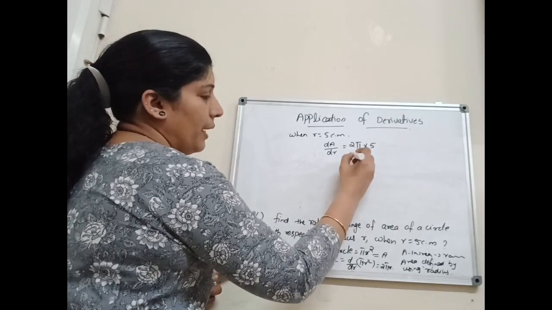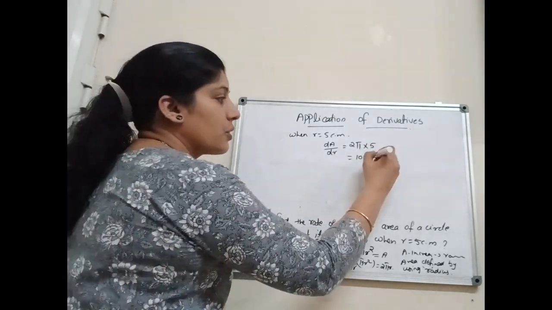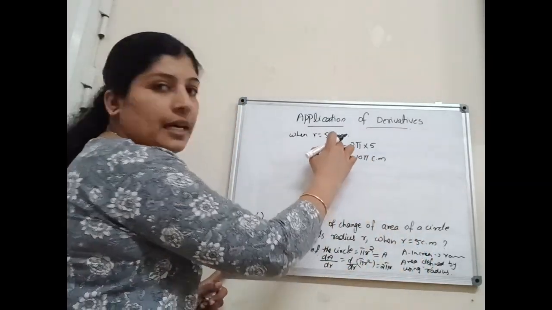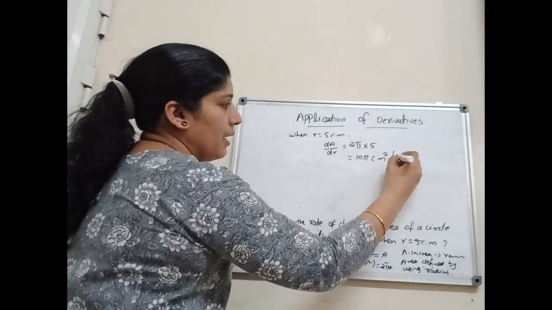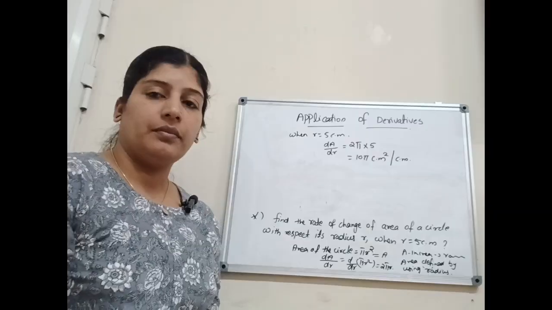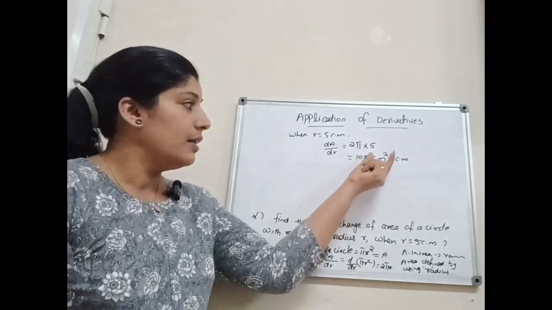That is 2 pi into 5. It is equal to 10 pi centimeter square. Here the given unit is centimeter. Therefore, the rate of change of area, area is defined in square units, that is 10 pi centimeter square per centimeter. Therefore, the rate of change of area is 10 pi centimeter square per centimeter.